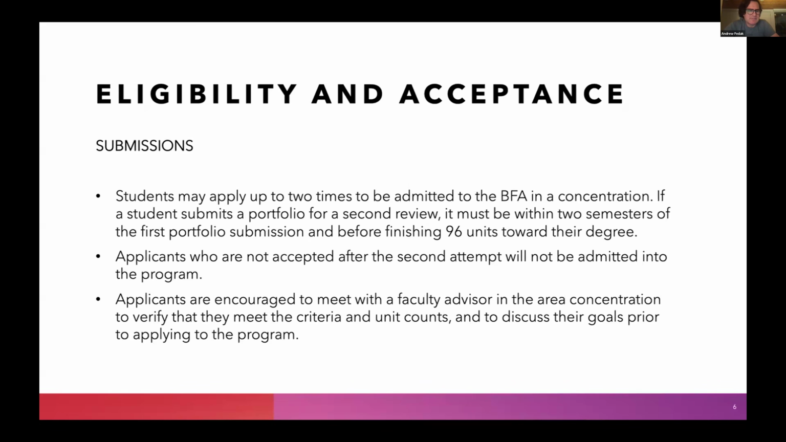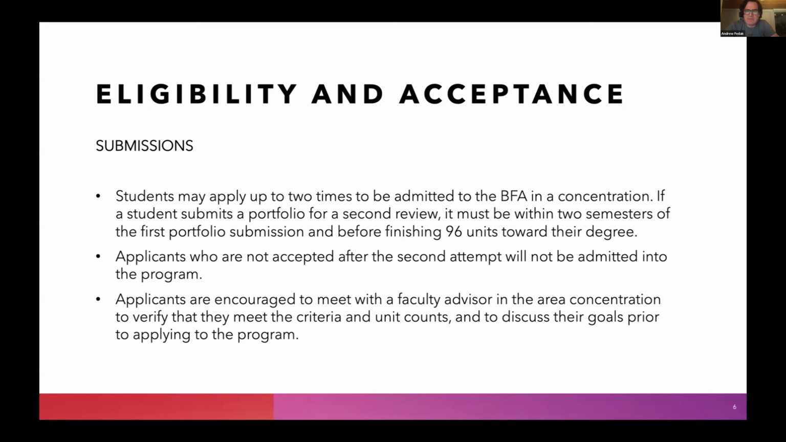Eligibility and acceptance. Submissions. Students may apply up to 2 times to be admitted to a BFA in a concentration. If a student submits a portfolio for a second review, it must be within 2 semesters of the first portfolio submission and before finishing the 96 unit count towards the degree. Applicants who are not accepted after the second attempt will not be admitted into the program.